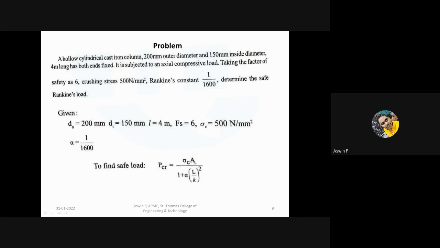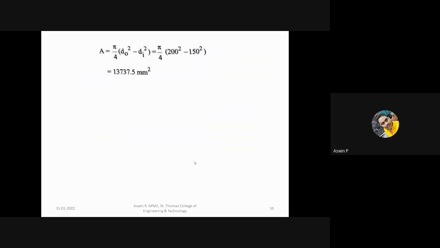And area of a hollow cylinder is known to us as pi by 4 into dO raised to 2 minus dI raised to 2. So when you are solving that one, you will get the area directly. And when you are substituting equivalent length Le, because both ends are fixed, that will be L by 2, so 2 into 10 raised to 3 mm.